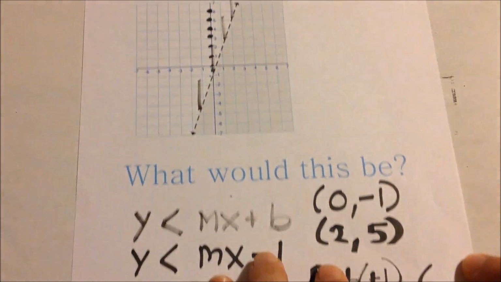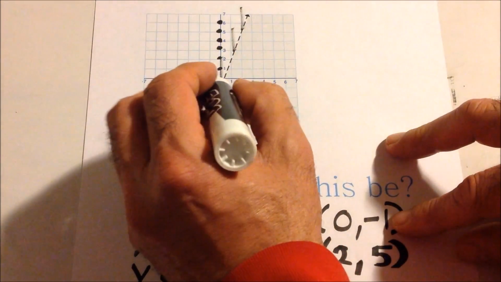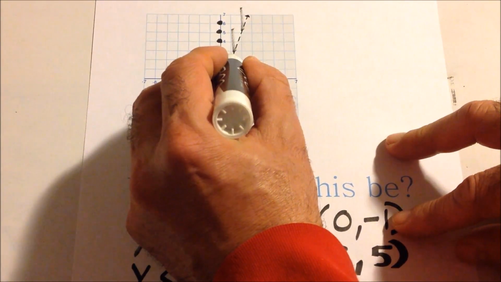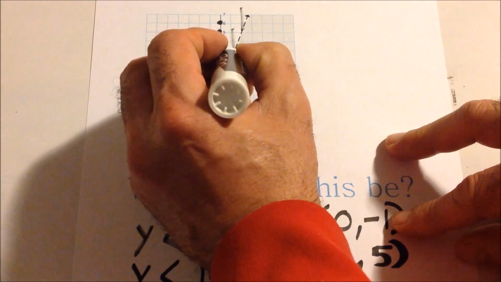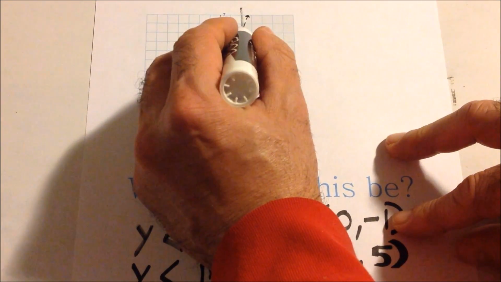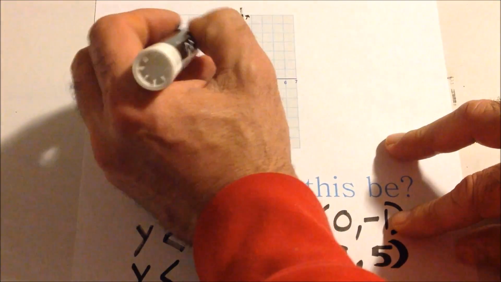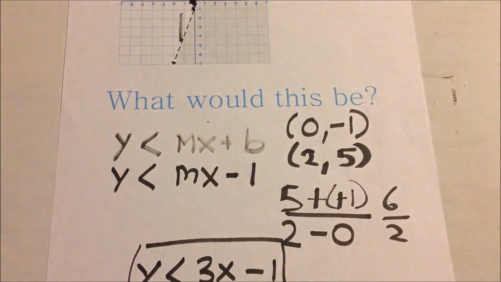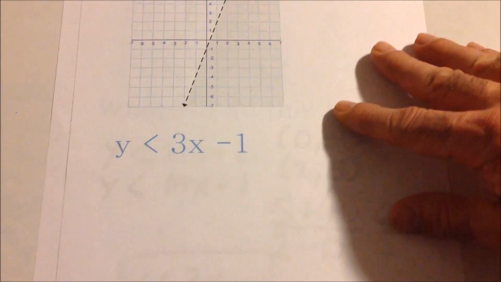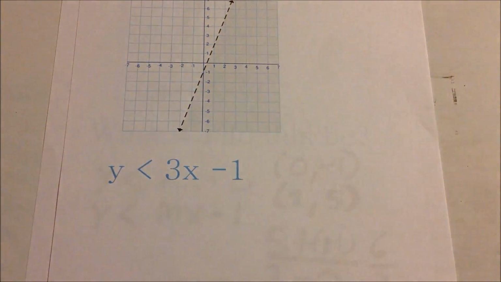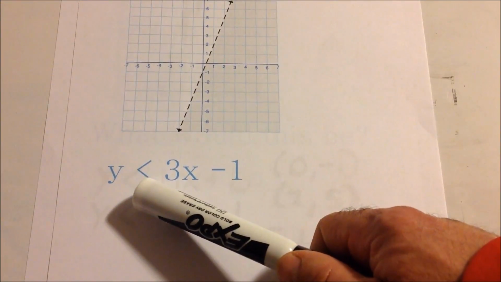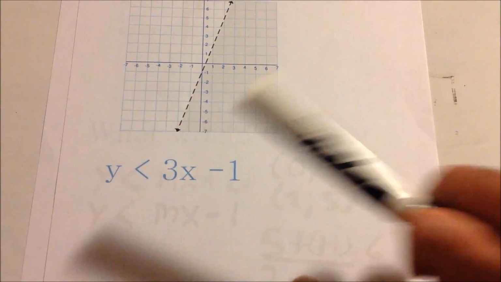So let's go back to this graph and see if we can see that. From negative 1, if we went up 3, 1, 2, 3 over 1, there it is. And we do that all the time. 1, 2, 3 over 1. So you can see it that way also. So again, that's the answer. So why is y less than? Because it's below the line. And why is it not less than or equal to? Because it's a dotted line. Okay.